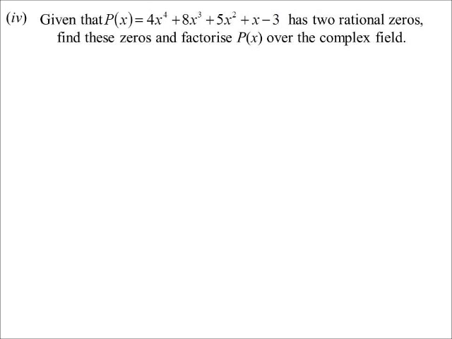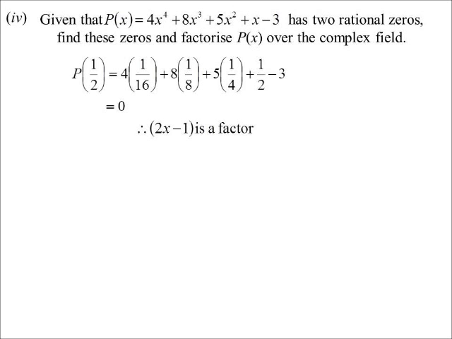Again, logically a half would probably be the first one you'd choose there. No, of course it isn't. Prime number there's 3, so I'd probably be trying 1 or 3 first of all. They didn't work. So it's probably a fraction divided by a factor of 4, so I could divide it by 4, I could divide it by 2. In this case, I've gone 1 over 2, eventually got my answer of equals 0. So I know 2x minus 1 is a factor.